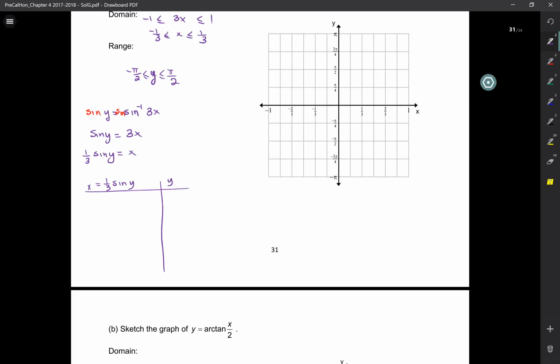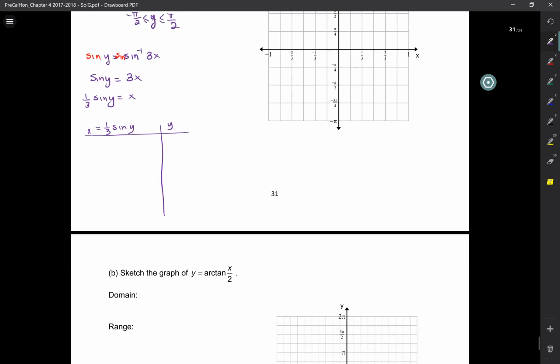Now, we're normally used to, we're programmed to have the xy table, and we choose values for x, plug them in, and get y. Now we're going to go in the opposite direction because we're doing inverses. We're going to choose values for y, plug them in, and get the x. I know my y values go from -pi/2 to pi/2. So why don't I choose those values?